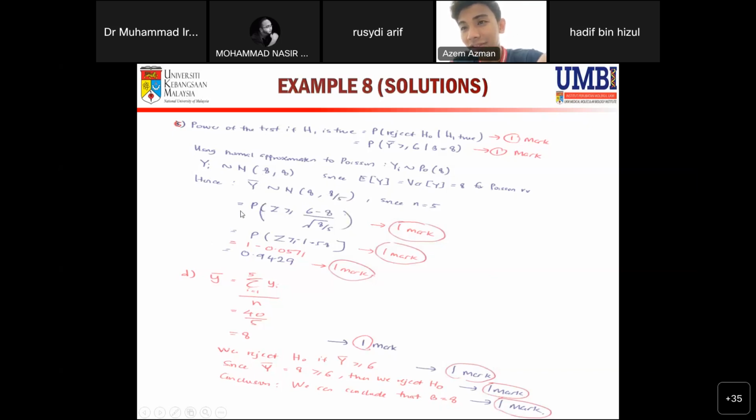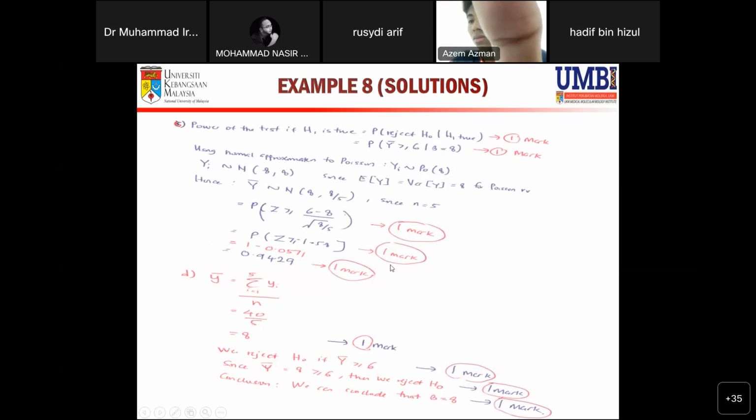Okay. So after that, you need to obtain the z value for this one. The z value uses 6 in this case, because we assume that we're going to reject the null hypothesis when the y bar is more than or equivalent to 6. So 6 here, minus the mean under the alternative hypothesis, which is 8. The standard error of this, you just take the square root of it, so you obtain the standard error in these bits. If you get these quantities correct, you get 1 mark. If you get the final answer for this one correctly, you get another mark. So there will be the probability of z more than or equal to minus 1.58.